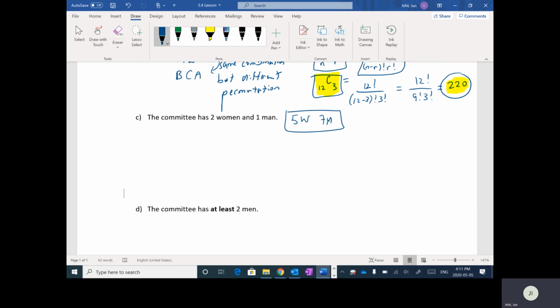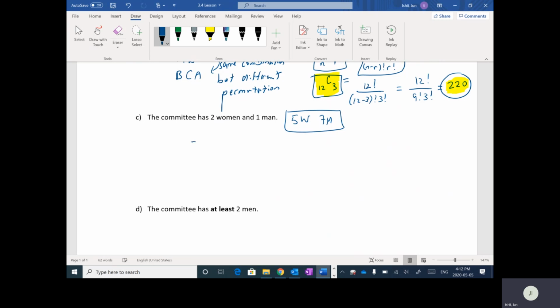So we want a committee that has 2 women and 1 man. Again, the order that you choose the 2 women does not matter, because we're not assigning roles. So this is a combination question, because the order that you choose the 2 women does not matter.